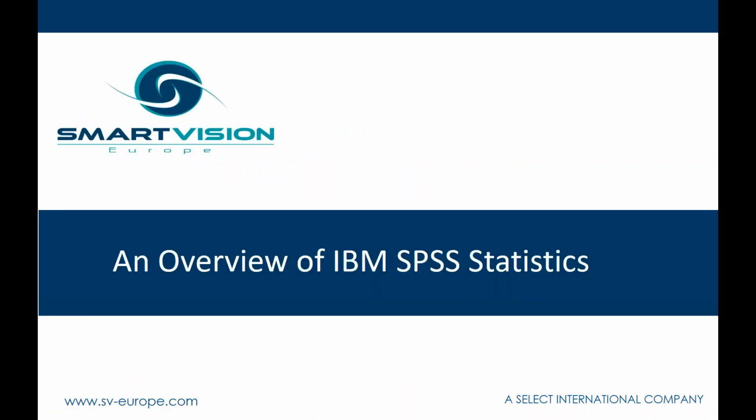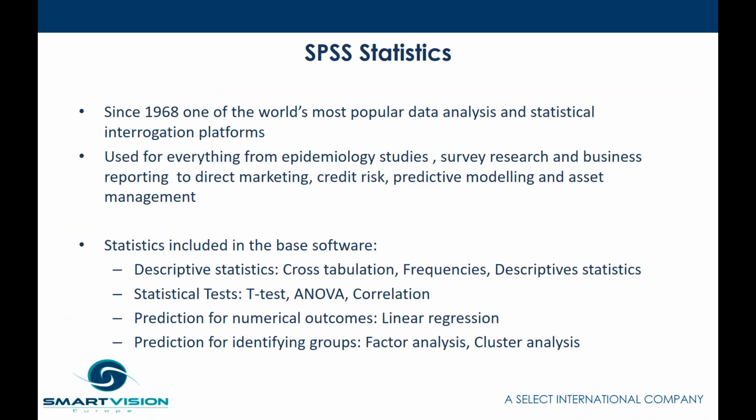So let's begin with an overview of IBM SPSS Statistics, just so you're aware of it. SPSS Statistics, or SPSS as it's more commonly known, is one of the world's most popular data analysis and statistical interrogation platforms. It's been around since 1968, so it's got quite a deep pedigree in software terms. And it's used for everything from epidemiology to survey research to business reporting, direct marketing, credit risk, predictive modeling, and predictive maintenance, like asset management type applications.